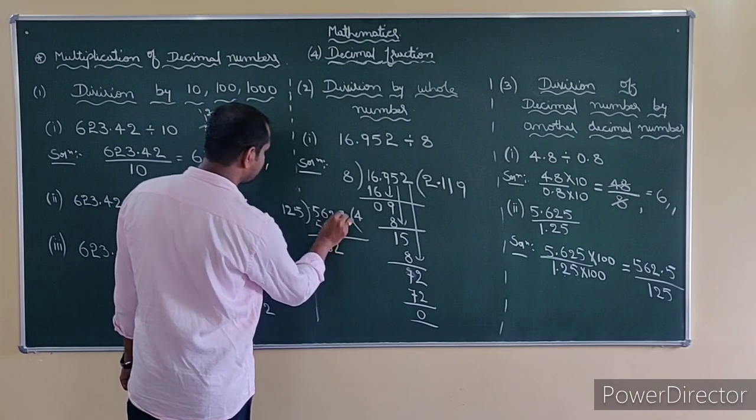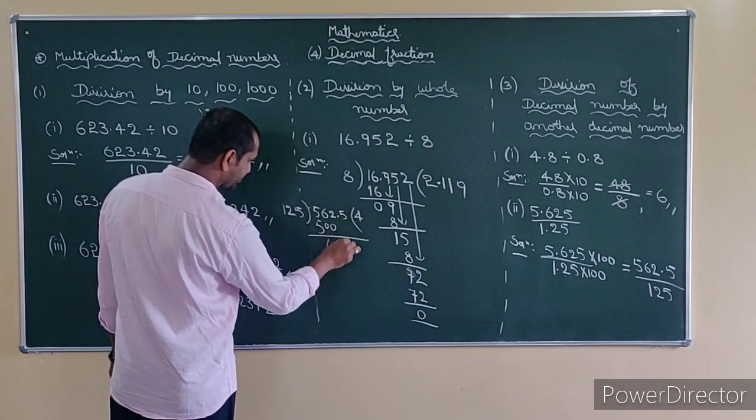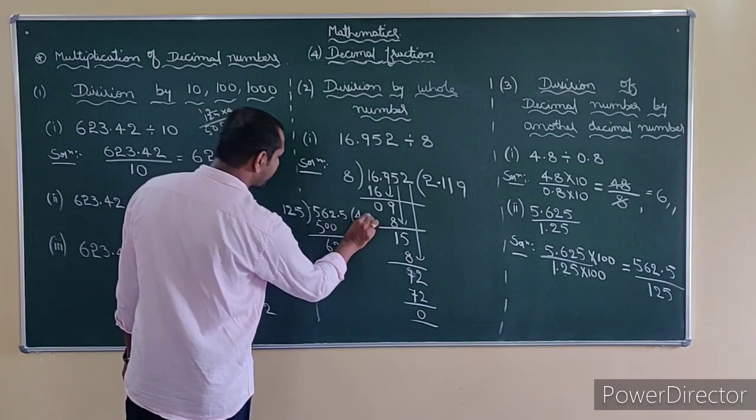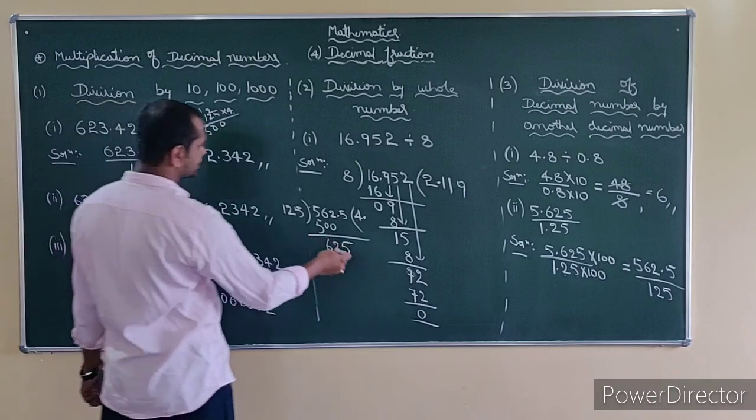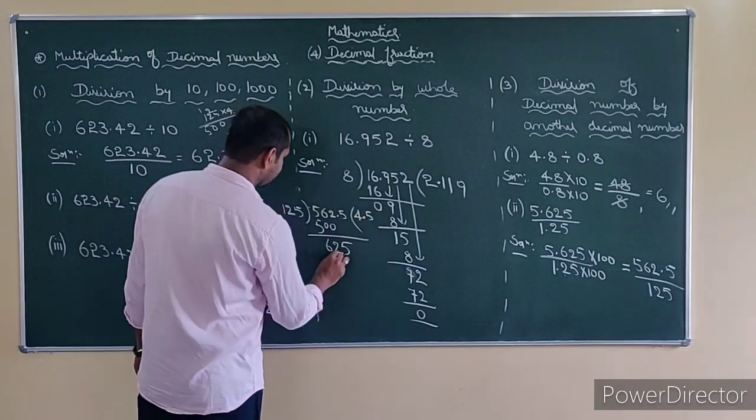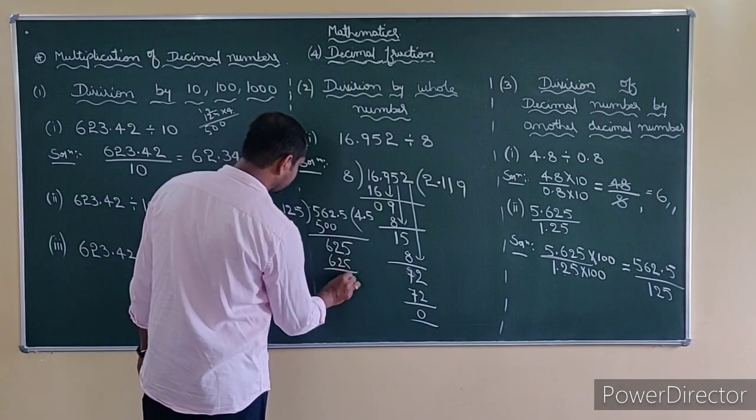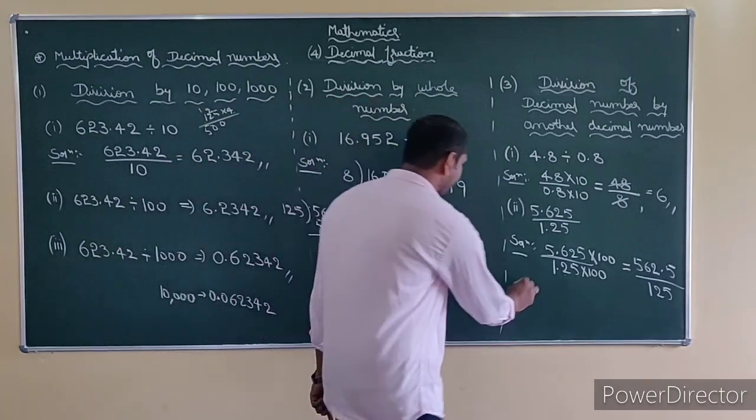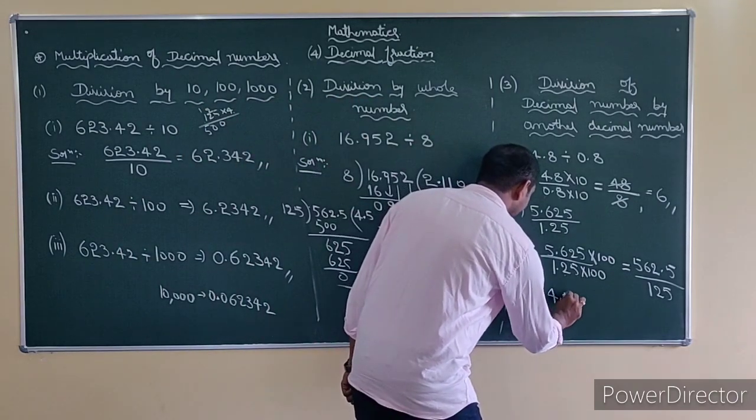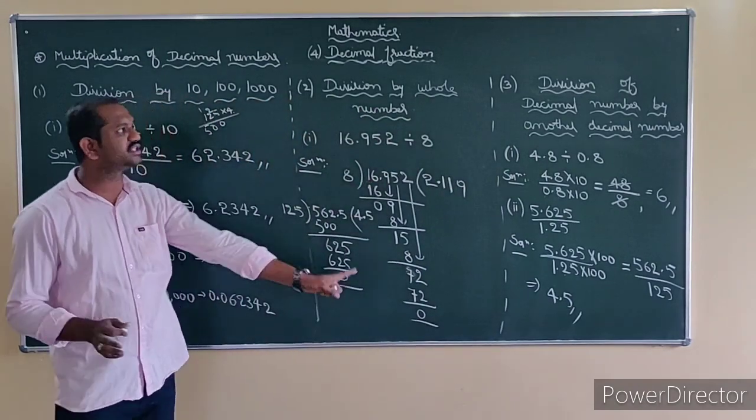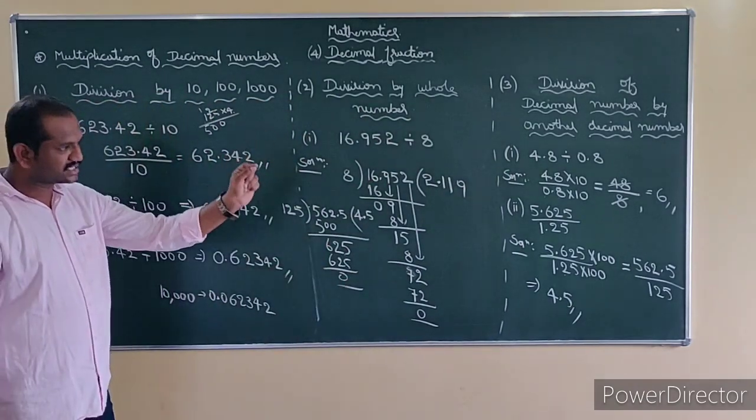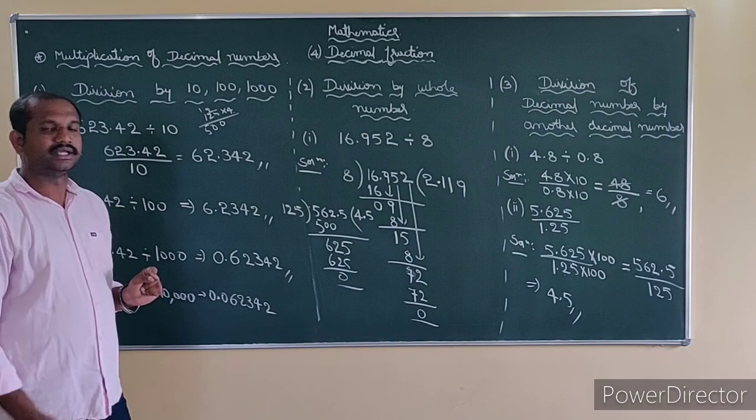62 is the remainder. Now, to bring the point down, I need to keep a point here. Bring down 5. So 125 fives are how much? 625. See, that becomes an answer of 4.5. Understand how to do this? Attempt a problem. Watch the video properly. See the steps I have followed.